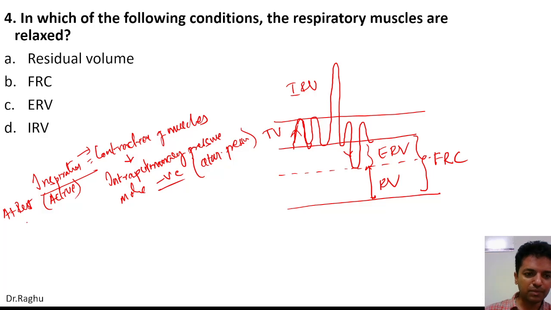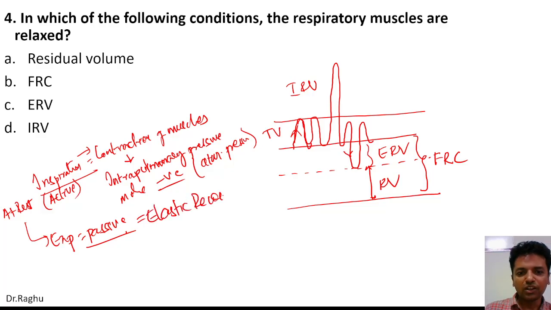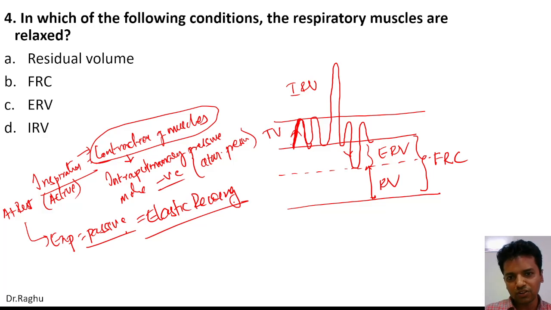Okay, but remember that at rest, expiration is a passive process. It does not require contraction of any of the muscles. Expiration is basically occurring because of elastic recoiling of the lungs. This is the amount of air which is entering inside the lungs. For this amount of air to enter, I need contraction of the muscles, the pressure falls, and this much amount of air enters the lungs.